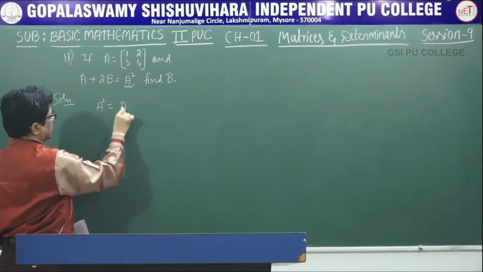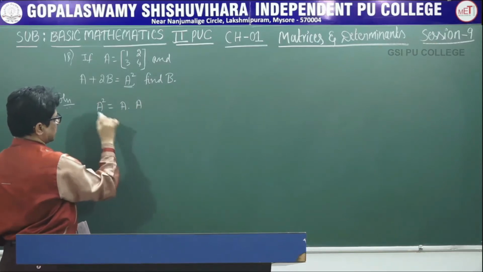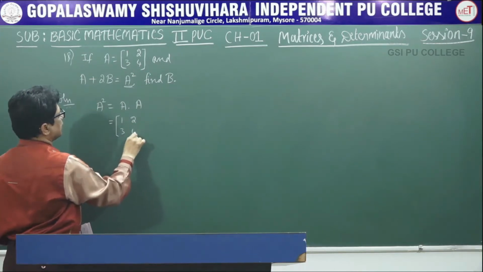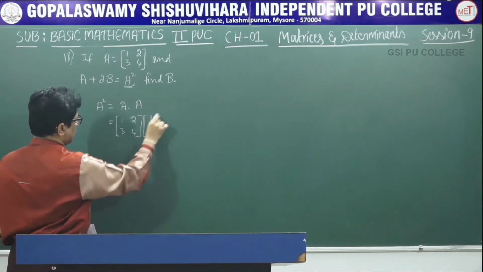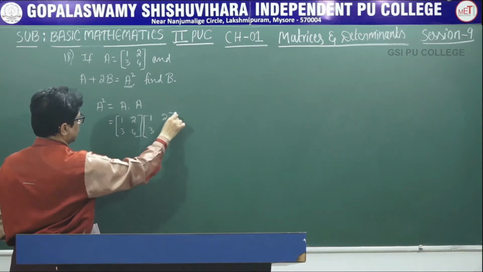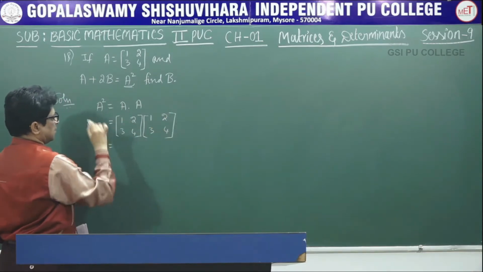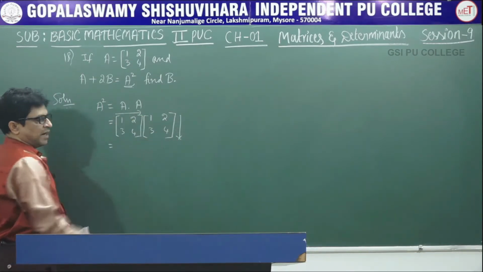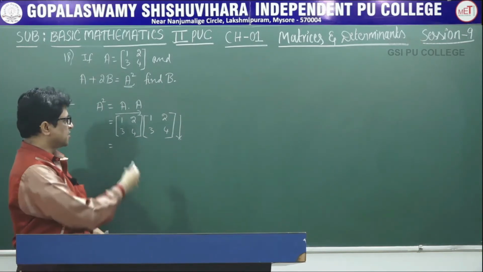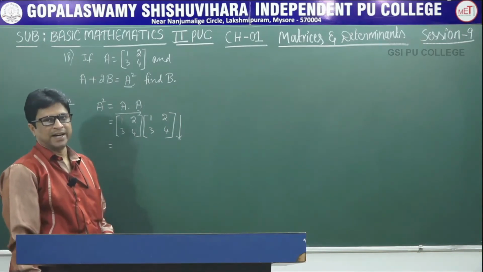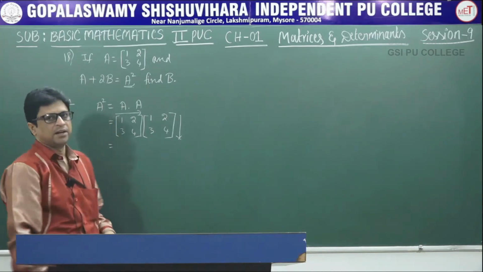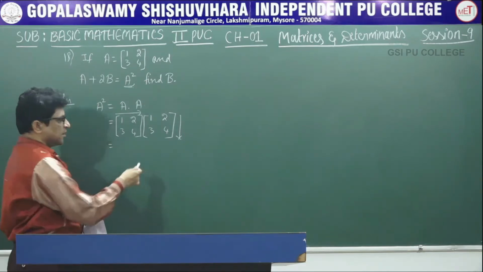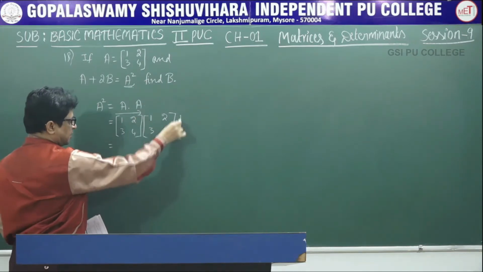So, A square is equal to A into A. That will be equal to, A matrix is 1, 2, 3, 4 into 1, 2, 3, 4. So, here the rule is row into column. These two matrices are of the same order, that is 2 into 2, which is a square matrix. The product matrix A square will also be of the same order, that is 2 into 2. You know that the rule is row into column.